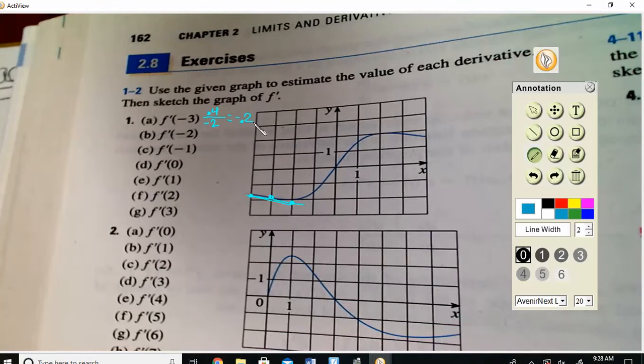The next one I asked for, f prime of -2. So when my x is -2, we're right here on the graph. What's that tangent line? What would the slope of that one be? 0. That one's just a horizontal line, so that one's 0. I'm pretty confident about it.